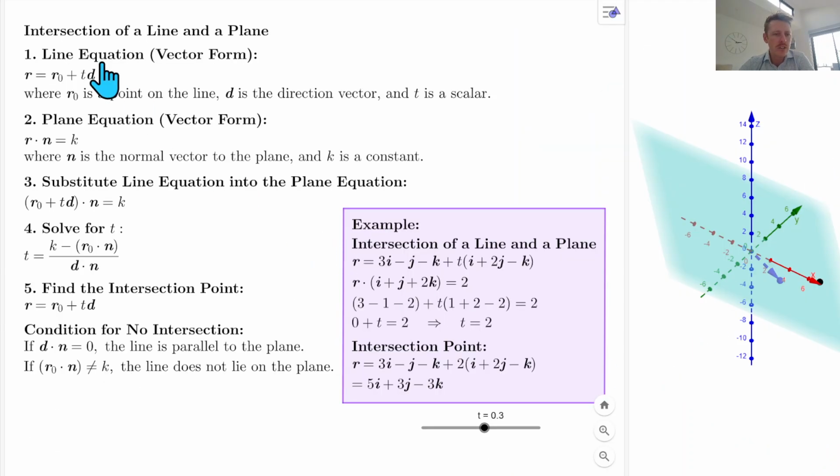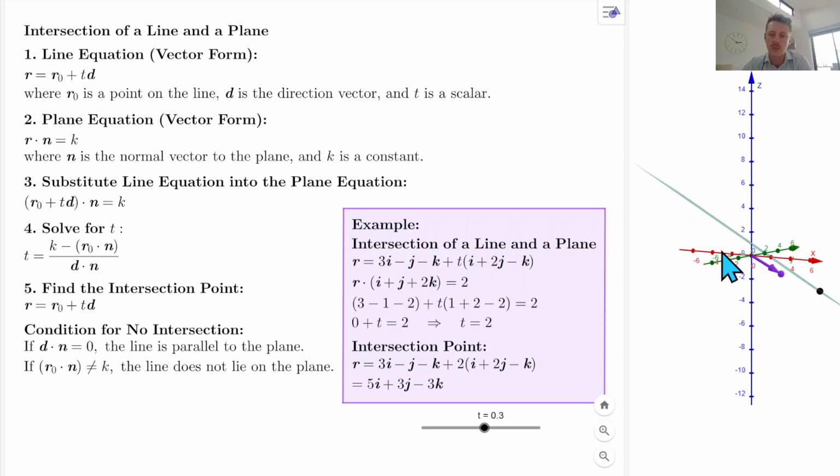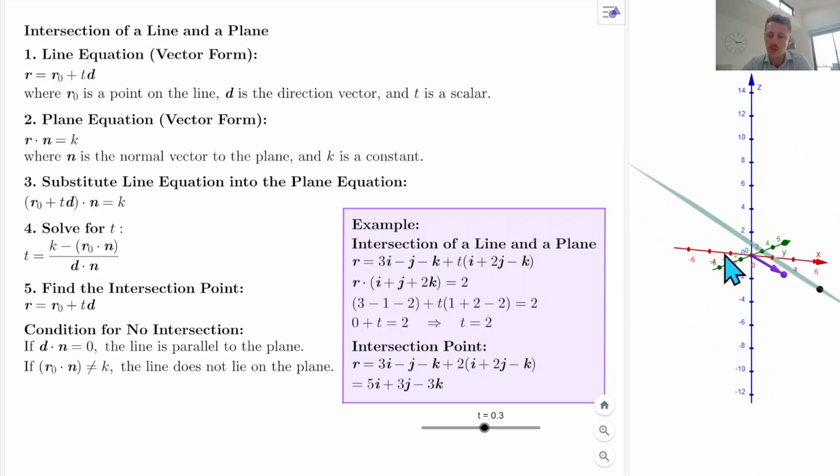Okay, so now we're going to look at the intersection of a line and a plane. So we've got some vector equation that defines a line in space, and then we've obviously got some plane as well. And if they intersect, we want to be able to find that intersection. So there's a few steps you can follow. In fact, I'll show you the situation we're dealing with in this example.